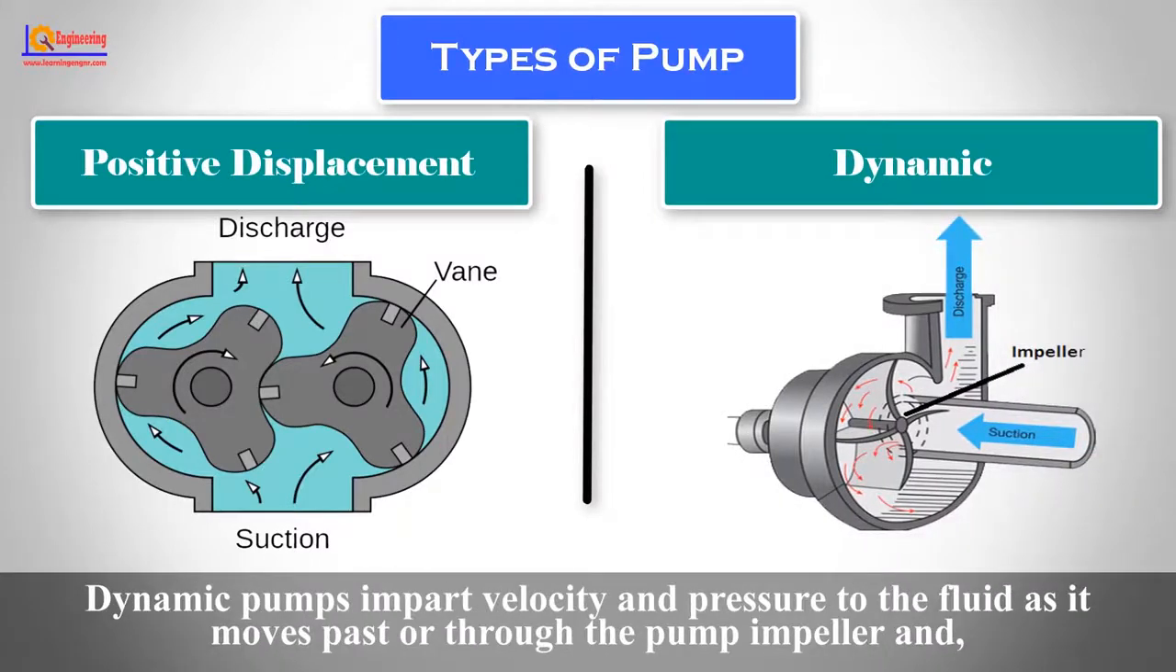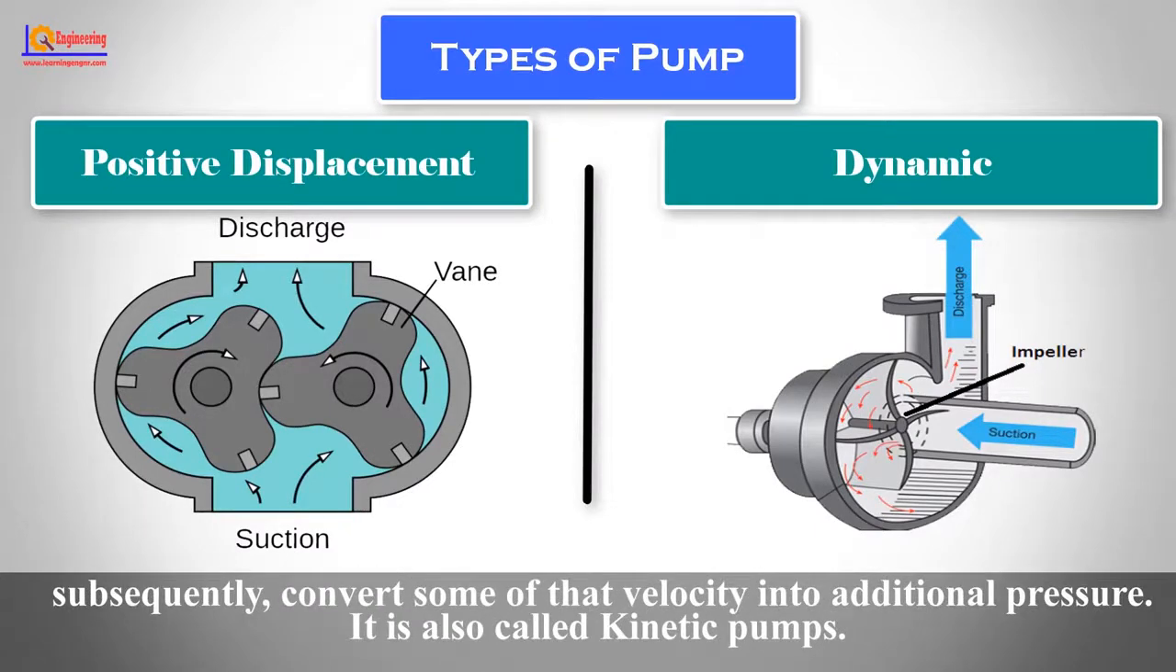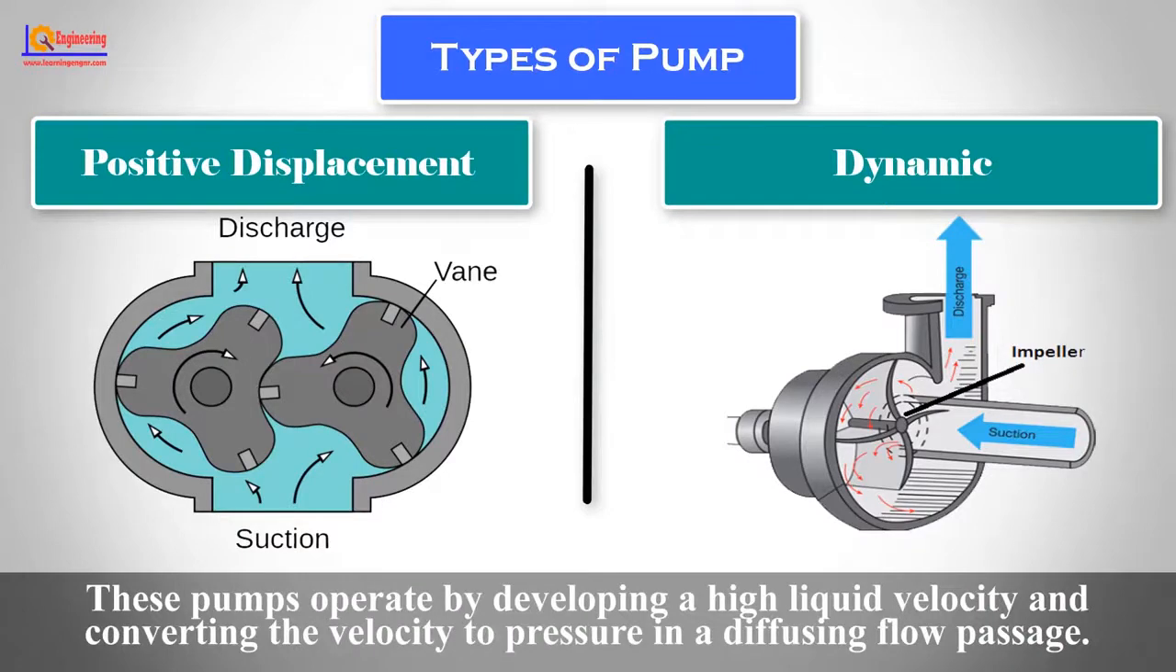Dynamic pumps impart velocity and pressure to the fluid as it moves past or through the pump impeller and subsequently convert some of that velocity into additional pressure. It's also called kinetic pumps. These pumps operate by developing a high liquid velocity and converting the velocity to pressure in a high diffusing flow passage.